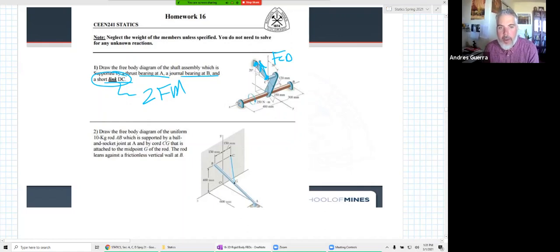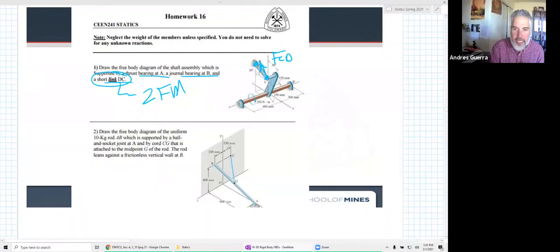Now we're going to talk about what a bearing is and what kind of forces those have. Again, going back to our more logical approach where we just ask ourselves, what is it allowing to happen? What is it preventing from happening? Also, a note at the top here: neglect the weight of the members unless they're specified. Somebody had a really good question about that a few lectures ago.